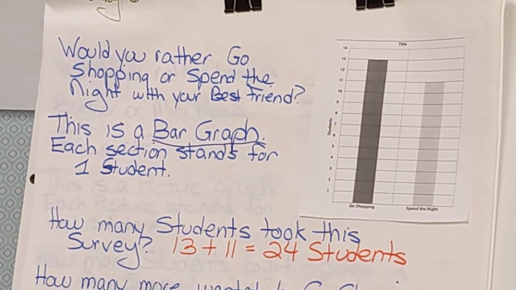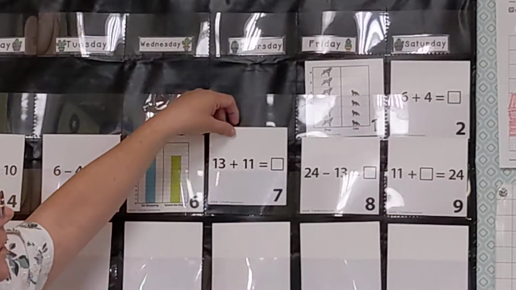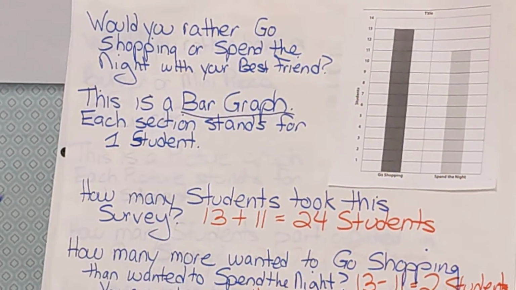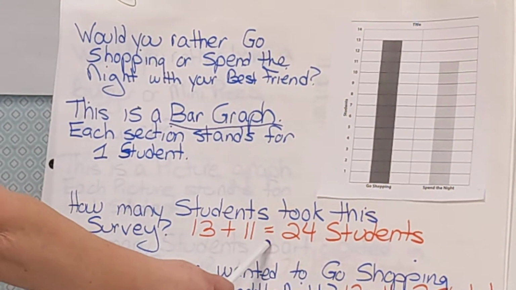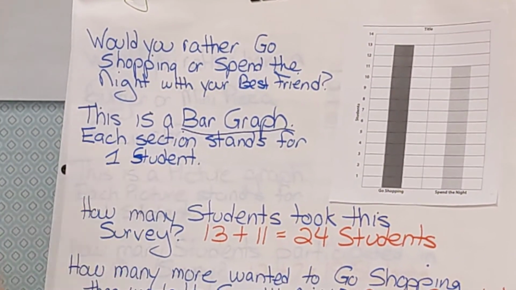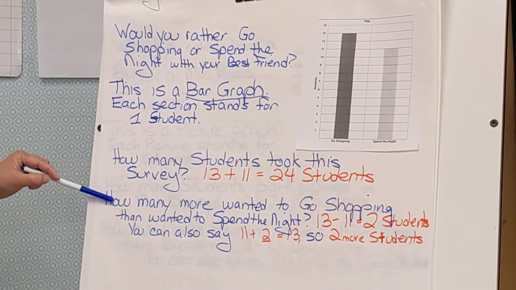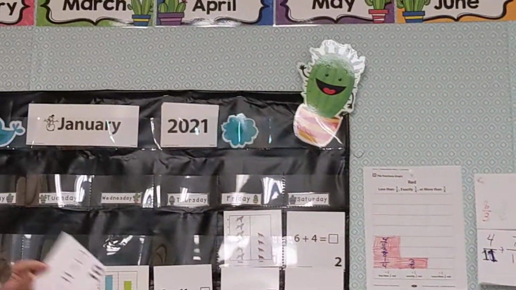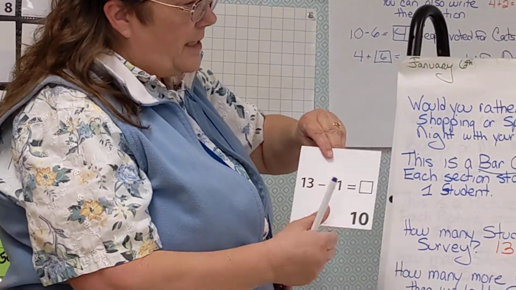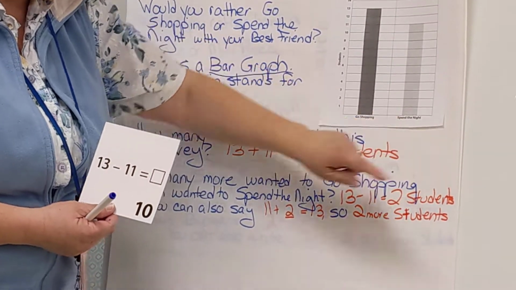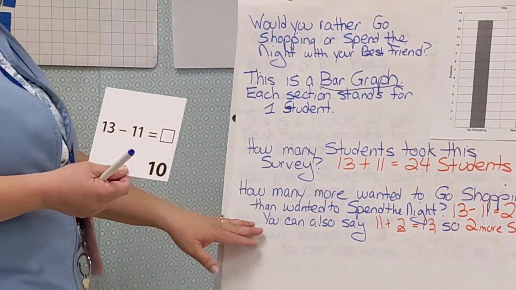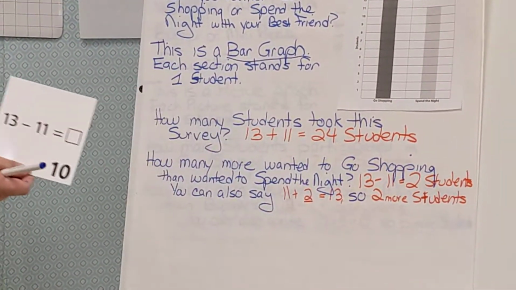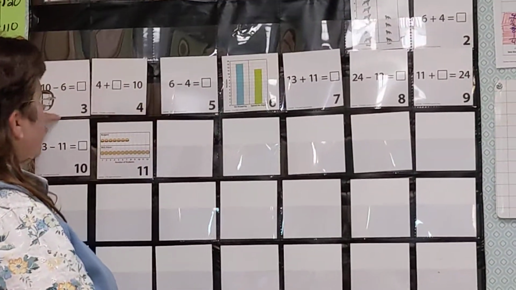Okay, our first, do we have it up here? Absolutely, we do. 13 plus 11. So this one tells us how many students took this survey. 13 plus 11 equals 24. Okay, how many more wanted to go shopping than wanted to spend the night? So that must be this card. So 13 minus 11, so 2 students, or you could also say 11 plus 2 equals 13. So 2 more students wanted to go shopping than spend the night.